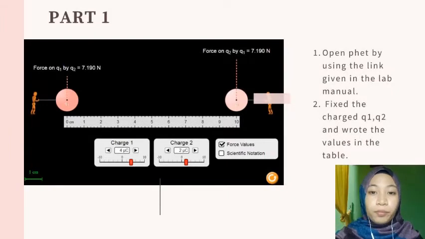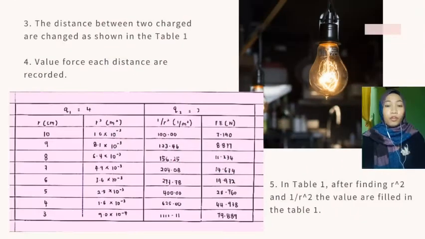Procedure. Part 1. Open the PhET simulation by using the link given in the lab manual. Then fix the charges Q1 and Q2 and note the values in the table. After that, the distance between the two charges is changed as shown in Table 1. The value of the force for each distance is recorded in Table 1, and after finding R squared and 1 over R squared, the values are filled in Table 1.